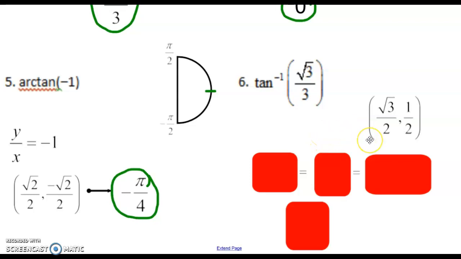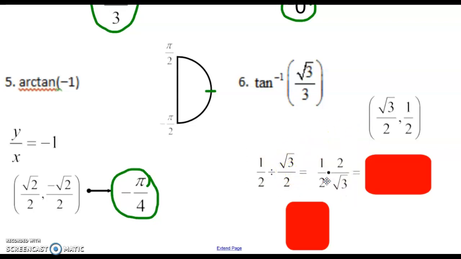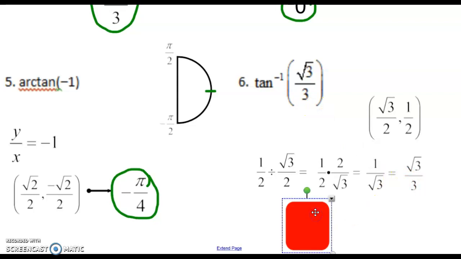So again, we try out (√3/2, 1/2). So we're doing this y value divided by the x value. Remember to flip the second fraction. You multiply straight across, our 2's cancel, and then we're left with 1 over √3, which rationalizes to √3/3, and that was the number we were looking for, so the inverse tangent is pi over 6.